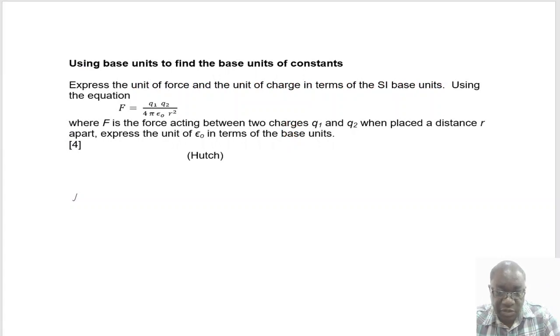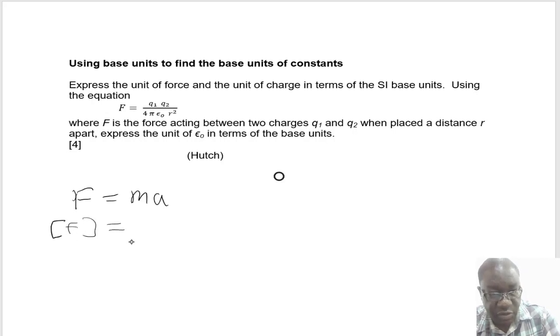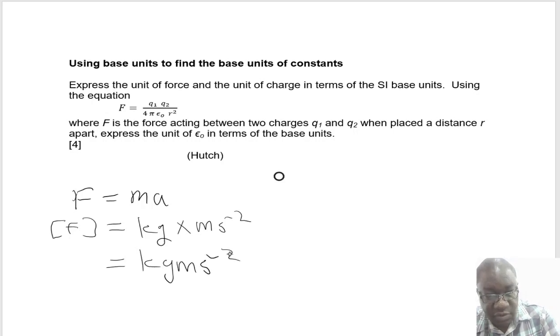Right, so we are going to look at this question that has been displayed. Express the unit of force and the unit of charge in terms of SI base units. So for force, we have to use a defining formula. Force is equal to mass times acceleration, and the unit of force will be equal to the unit of mass times acceleration. The unit of mass is the kg, and the unit of acceleration is meters per second squared. Combining the two gives you kg m s^-2.